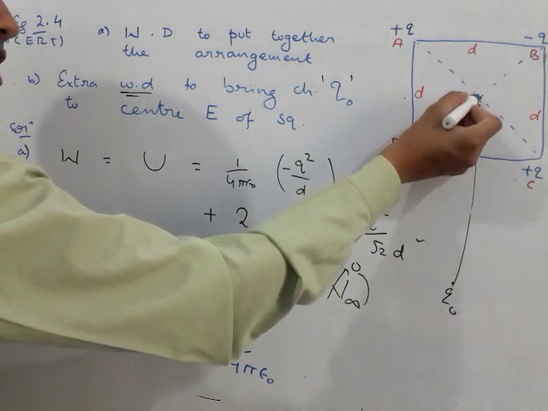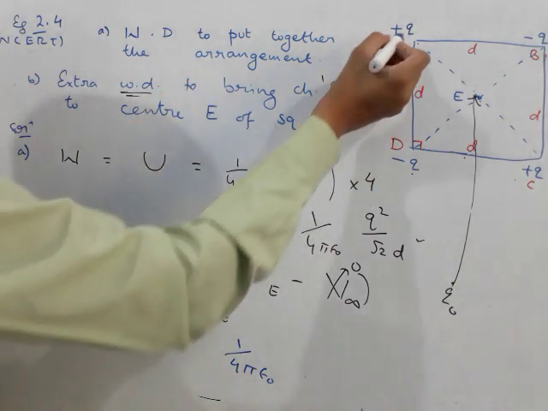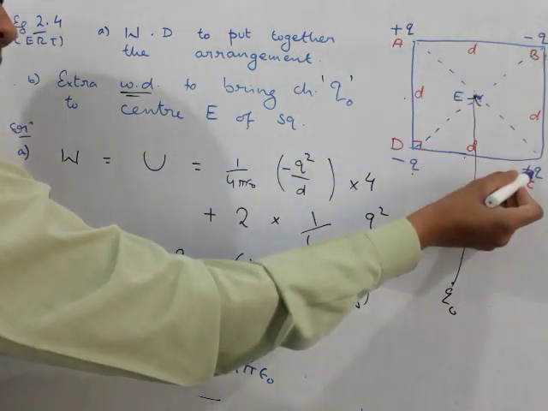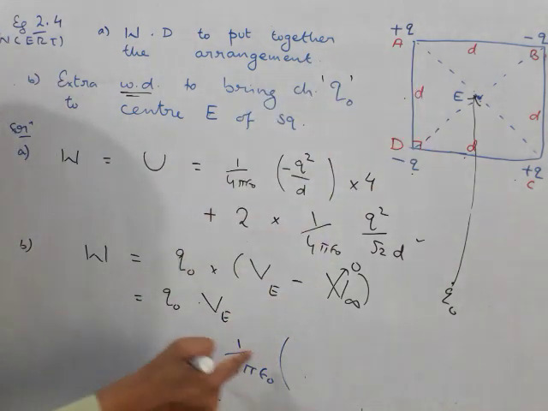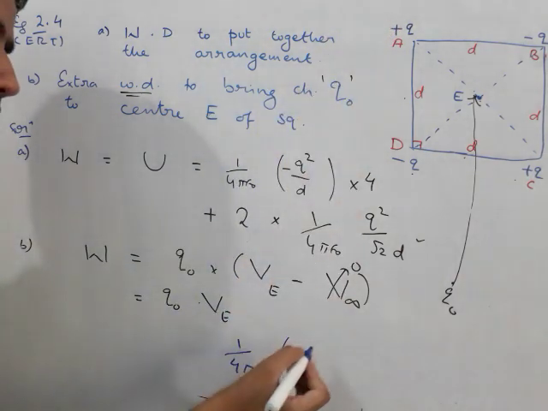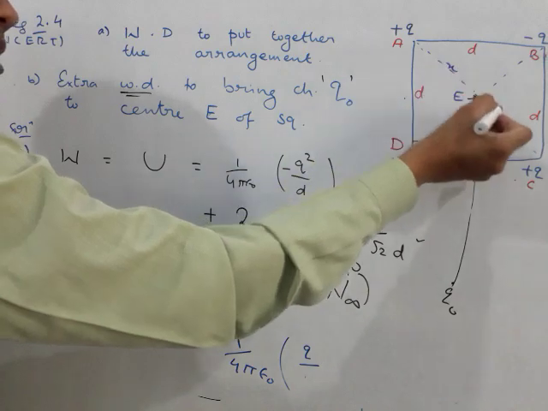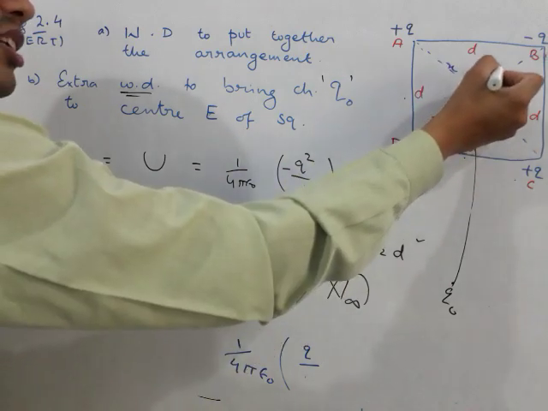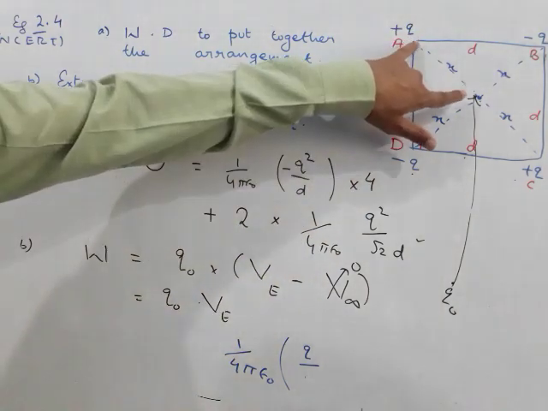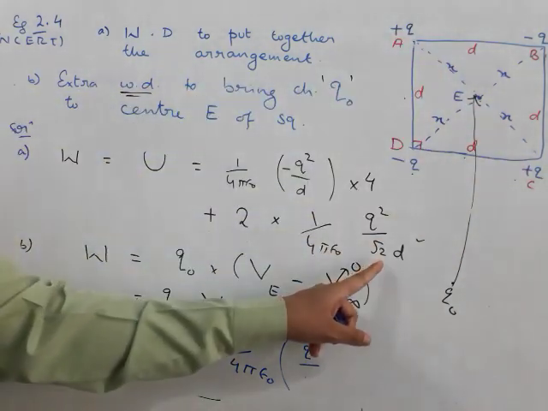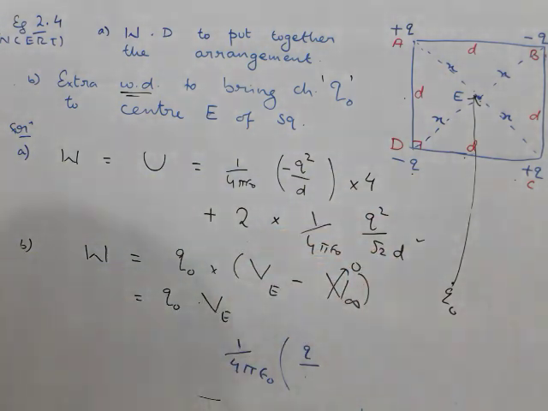Now here the potential is due to these 4 charges. If you see carefully, this is positive, this is negative, again positive, again negative. So the total potential at this point E will be 1 by 4 pi epsilon naught, plus Q upon this distance. Let this distance be x. This will also be x. This will be x. This will be x. How much will be x? X is this distance. X is half of the diagonal. Diagonal was root 2 d. So x will be root 2 d by 2. But no need to find. Why? It will become clear.